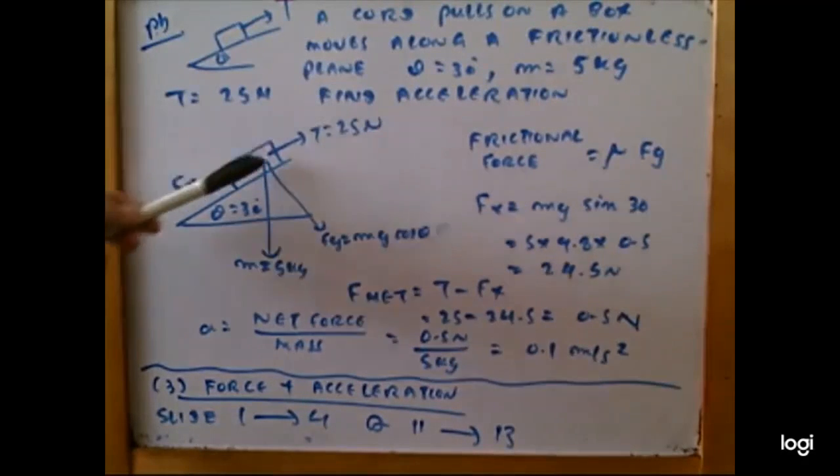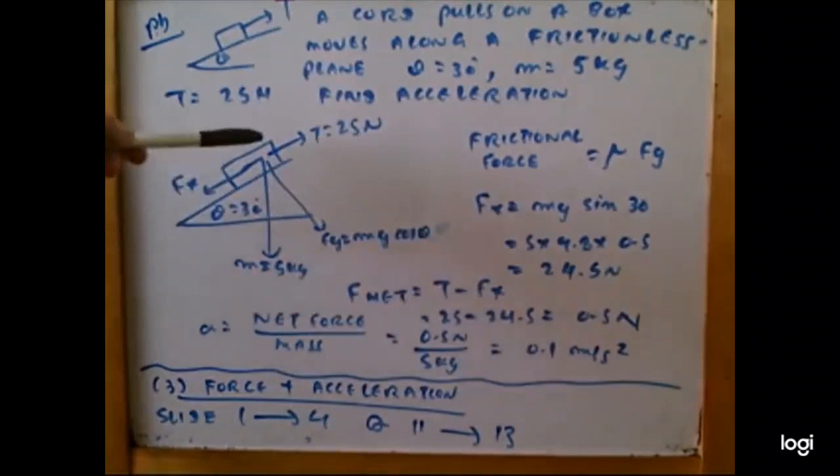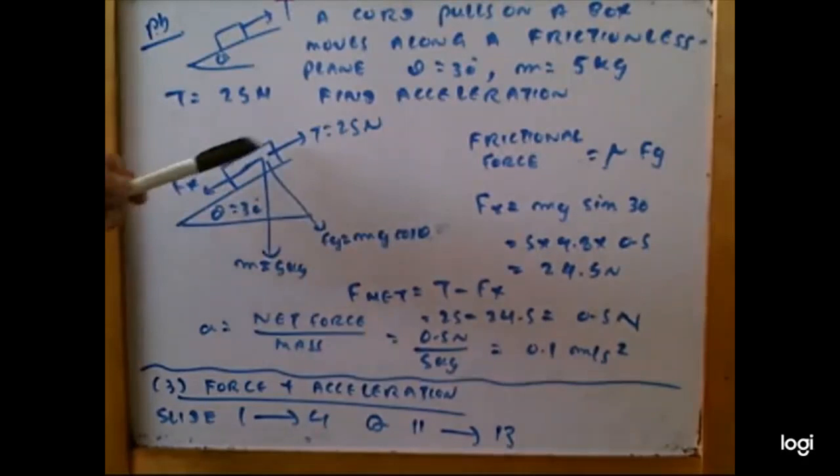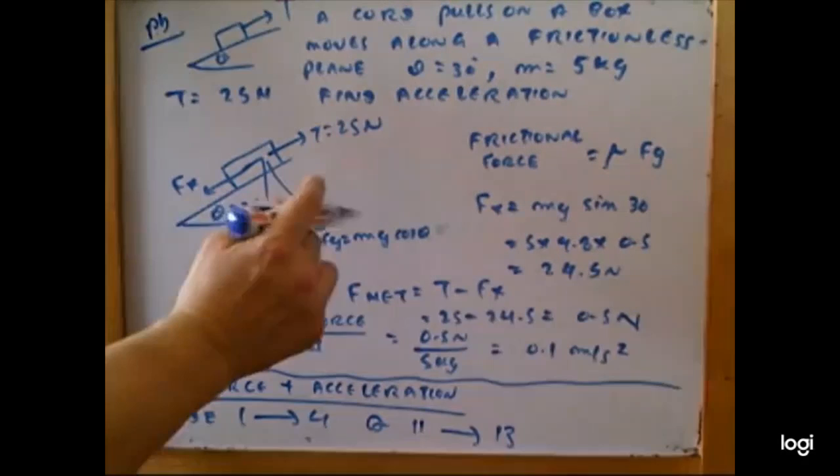So this is the 25 Newton force, this is F, and this is the 5 kilogram block going down. The angle theta is 30 degrees. This force is mg cos theta, and this component force is mg sine theta, so that we have to calculate. Here the force is mg cos theta, and this force will be mg sine theta.